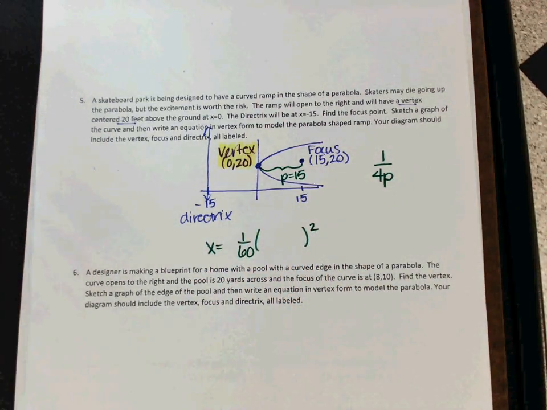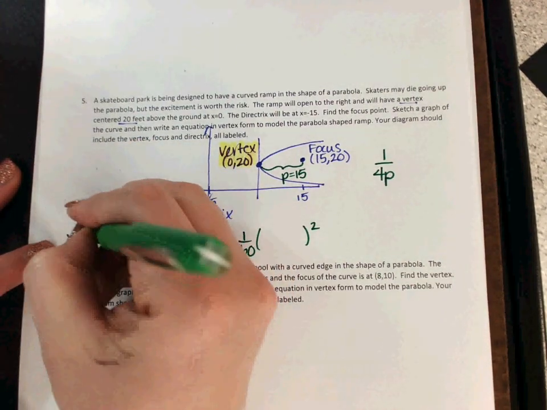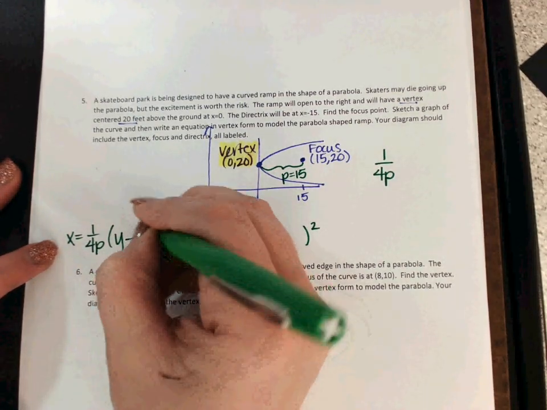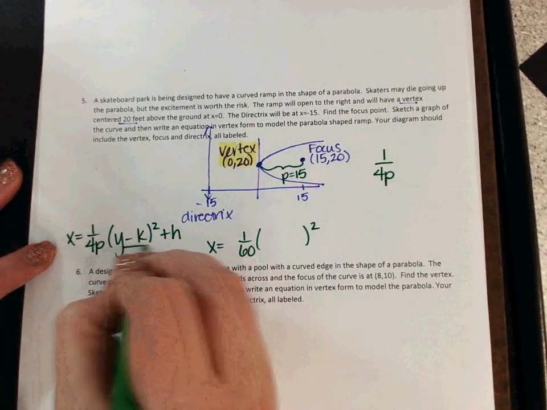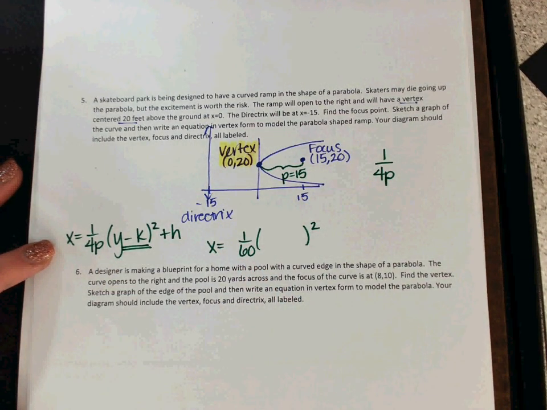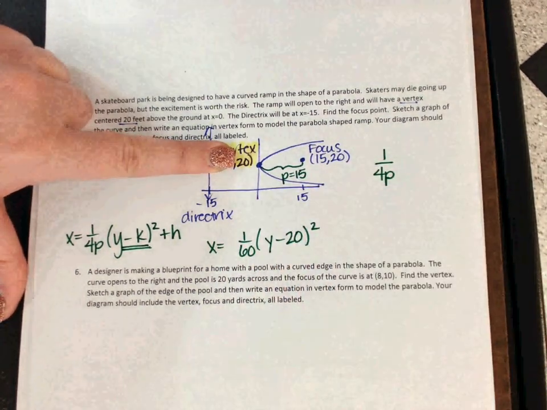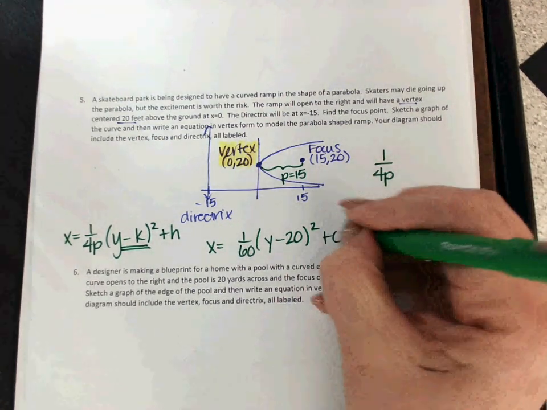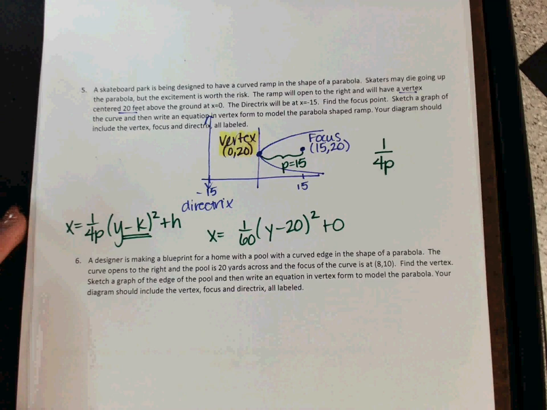And then remember that for this formula, I forgot to write the general formula for you, but it's x equals 1 over 4P, (y minus k) squared, and then plus h. So remember that this is where your y value goes. So my y value here was a 20, so I do y minus 20. Remember, y is the opposite because it has the parentheses around it, and then plus 0 because my x was 0. Okay? Okay, I'm going to help you set up the other two, just the picture.